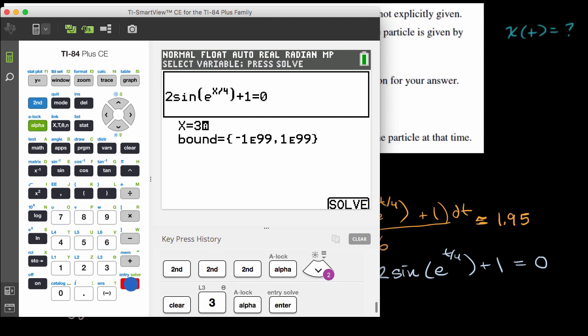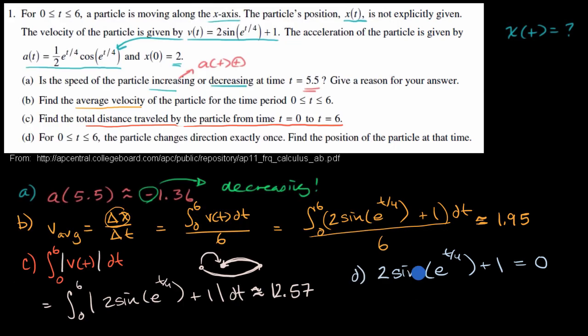So alpha solve. And we get x is approximately equal to 5.20. And of course, we were actually trying to solve for t. I just used x for the calculator. It is t is approximately equal to 5.20, which is indeed in that interval. Now, they didn't ask for the time when the particle changes direction. They want to find the position of the particle at that time.